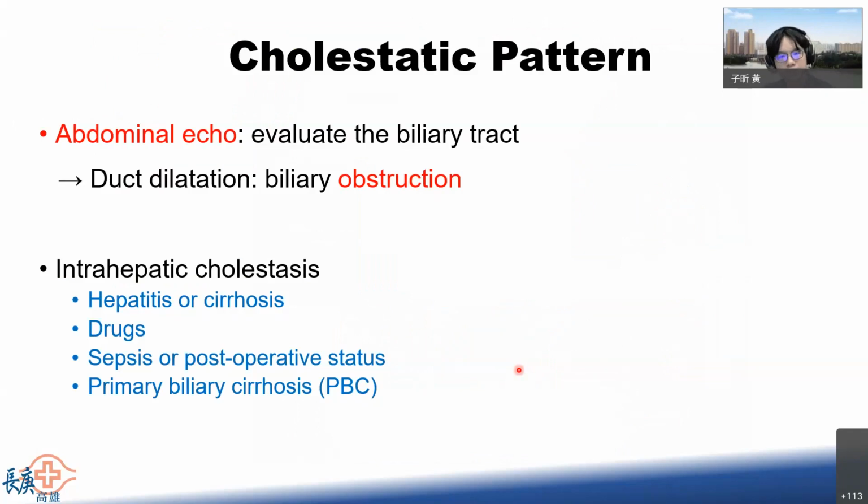So this is a summary of the approach to a cholestatic person with conjugated type. First, you might want to do an abdominal echo to evaluate the biliary tree. If there is biliary tree dilatation, there is duct dilatation, that may indicate biliary obstruction distal to the dilated biliary tract. And for intrahepatic cholestasis or hepatocellular injury, they may be related to hepatitis, cirrhosis, drugs, sepsis or post-operative status, or there may be also primary biliary cirrhosis. Now it's called primary biliary cholangitis.